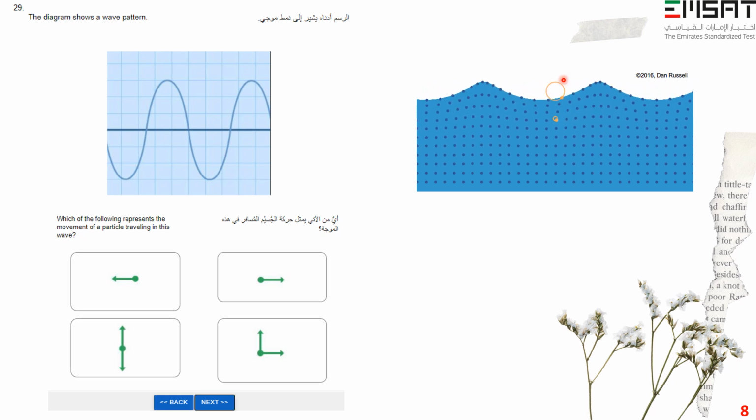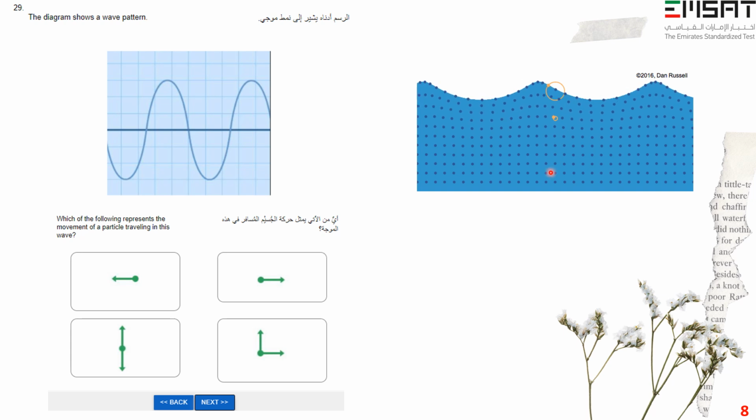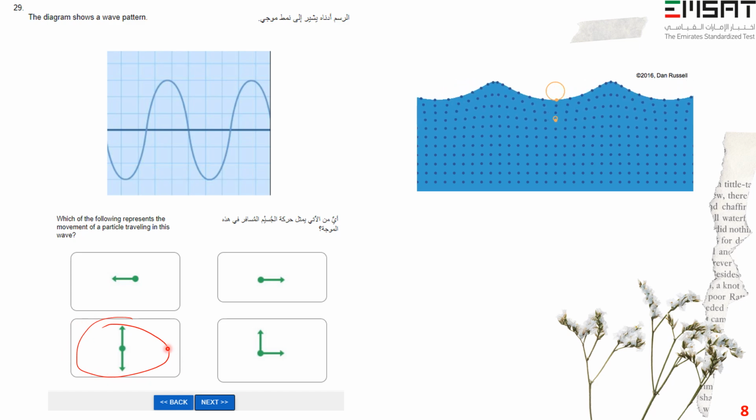So I will remind you of that picture here. Here we have a particle on a wave. As you see, the particle stays in the same place, but it's moving up and down, up and down. So the answer for that question is that, and that will be the motion of the particle.